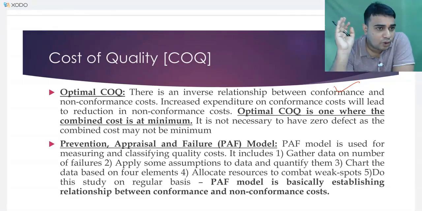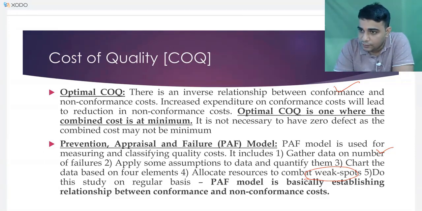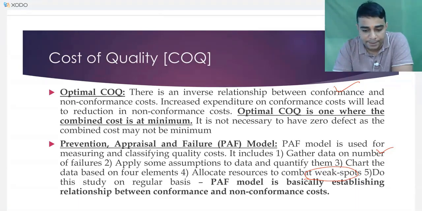Similarly, the other issues were with the quality. So you said you will implement TQM. Whatever the issues are, gather data on number of failures, apply some assumptions to the data and quantify them, chart the data based on 4 elements, and allocate resources to combat your weak spots. Understand where the issues are and try to tackle those issues. If you can tackle those issues, automatically your failure cost will come down, but that would mean extra cost being incurred on prevention and appraisal.